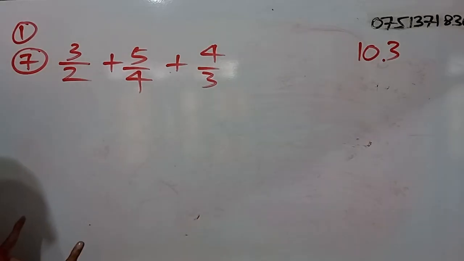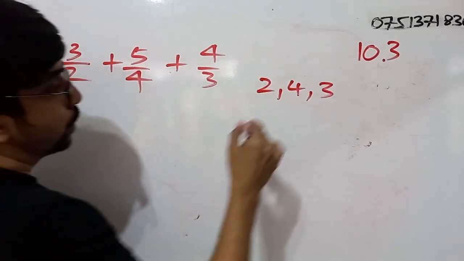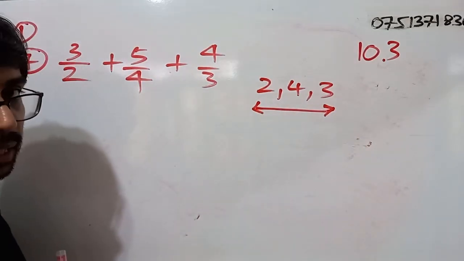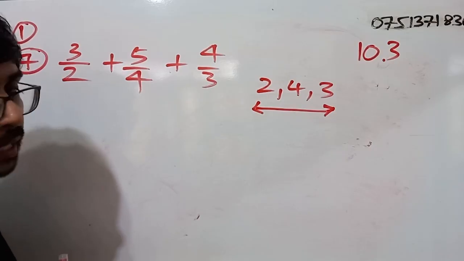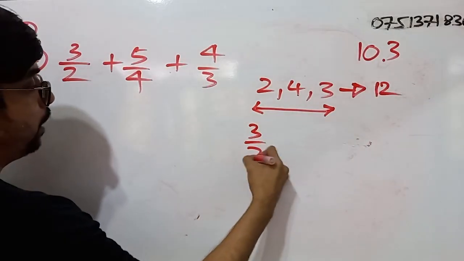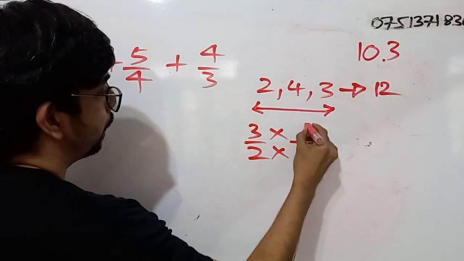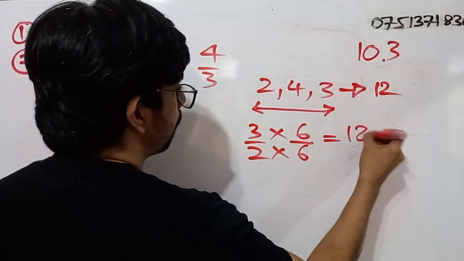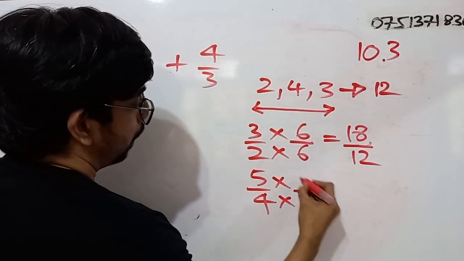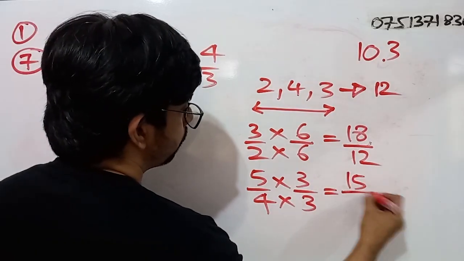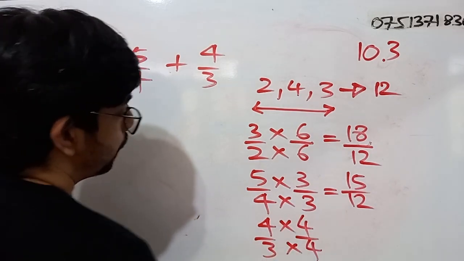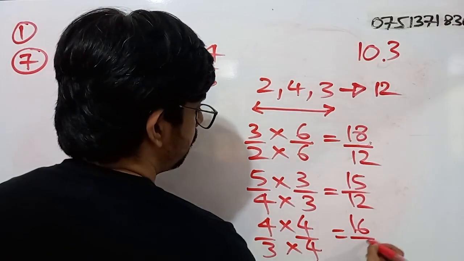Right, part 7. Here also we have three fractions where the denominators are different. So these are the numbers that we can see when we observe the denominators. So the easiest way is what? Come up with the least common multiple of these three numbers. So it will be what? It will be 12. So 3 by 2, I'll have to multiply both numerator and denominator by 6. So this becomes 18 by 12. 5 by 4, so I'll have to multiply both denominator and numerator by 3. So this becomes 15 by 12. Right, so 4 by 3, I'll have to multiply numerator and the denominator by 4. So this becomes 16 by 12.